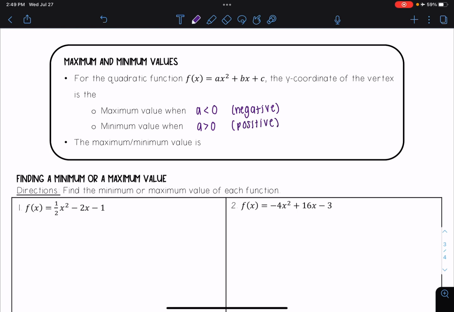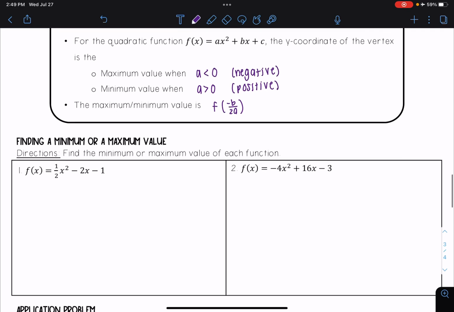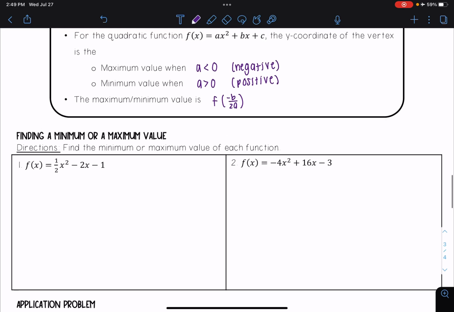And we can find the maximum and minimum value without graphing when we just plug in our x coordinate of our vertex into our function. And so the maximum or minimum value is always going to be f of the opposite of b over 2a. So let's look at some examples of finding our maximum or minimum values. We're going to find the maximum or minimum value of each function.